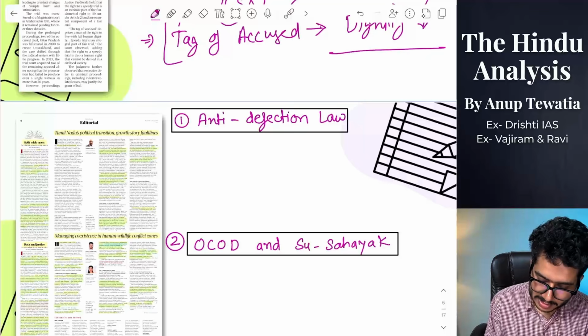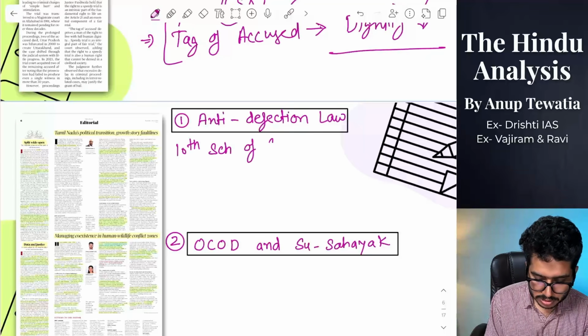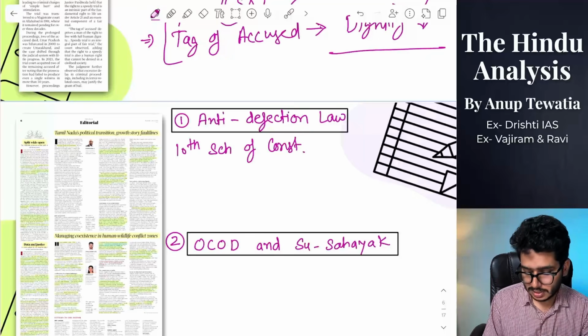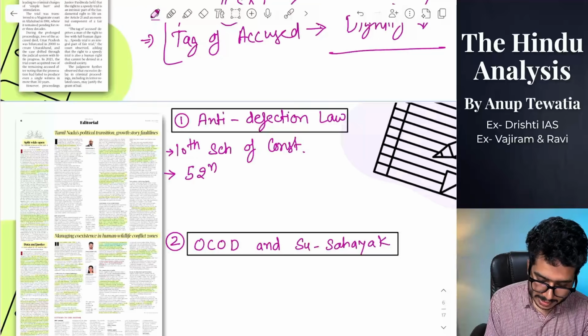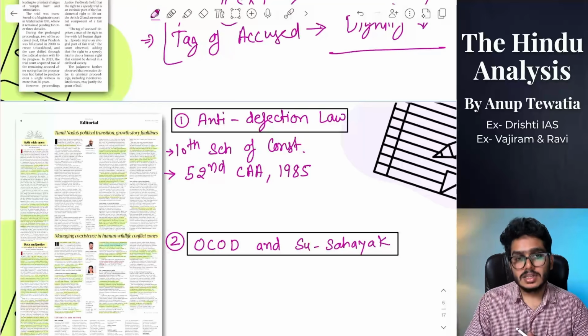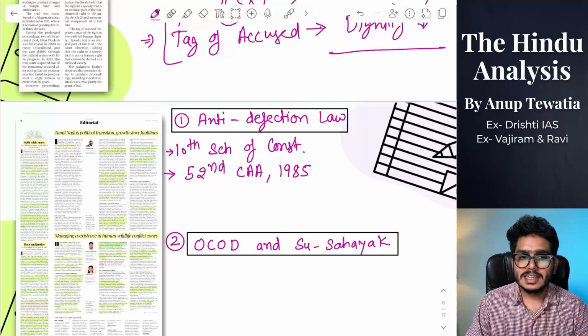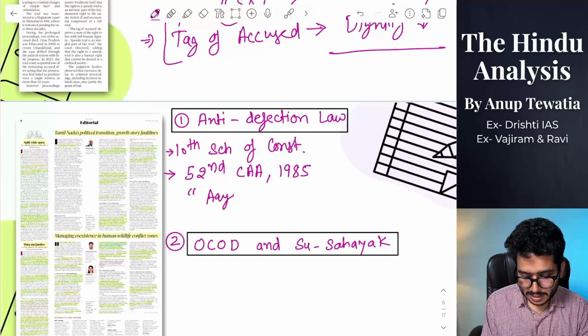First is that the anti-defection law is contained in the 10th Schedule of the Constitution. Second, it was enacted using the 52nd Constitutional Amendment Act 1985. And the reason it was enacted was that there was a particular legislator, I guess in Haryana, who switched multiple parties in a single day. And so it became a kind of catchphrase, Aya Ram, Gaya Ram.